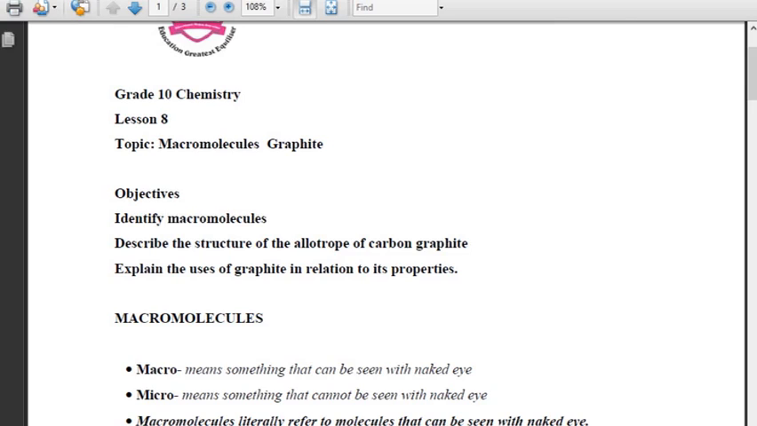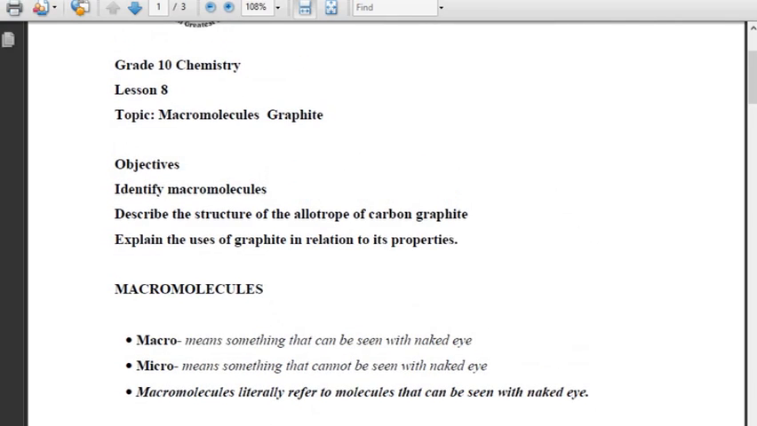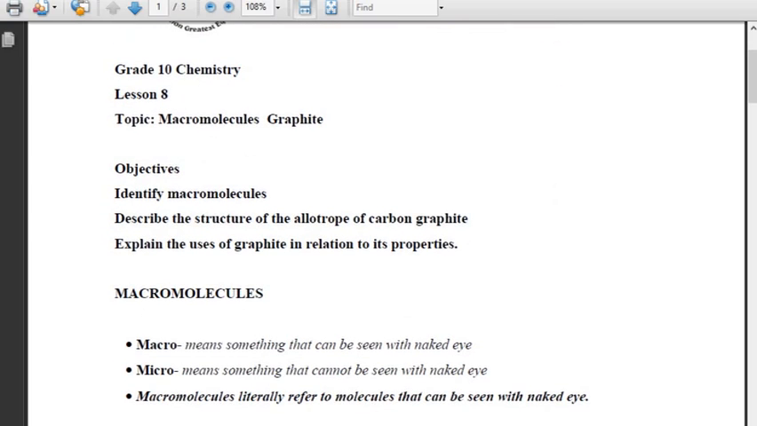So in the previous lesson, lesson number 7, we were looking at the VSEPR theory, valence shell electron pair repulsion theory, and how it affects the shapes of the molecules of methane, ammonia and water, based on the number of single covalent bonds and the number of lone pairs. It was all affecting the shape of those covalent molecules. We also have other covalent molecules which are now described as giant covalent molecules.